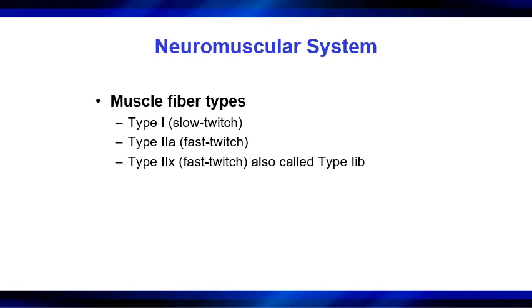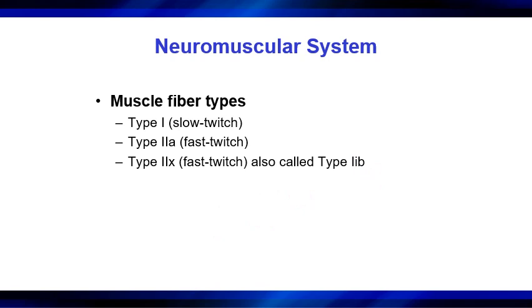So we have three types that we're going to look at. We have type 1, which is slow twitch, type 2A, which is fast twitch as well, and we have type 2X, which is also fast twitch. You will sometimes hear them called type 2B. As I'm looking at this right now, this is a typo. This should be type 2B, just like this is type 2X. They call them now type 2X. I don't know why that change happened. They used to be called type 2B.